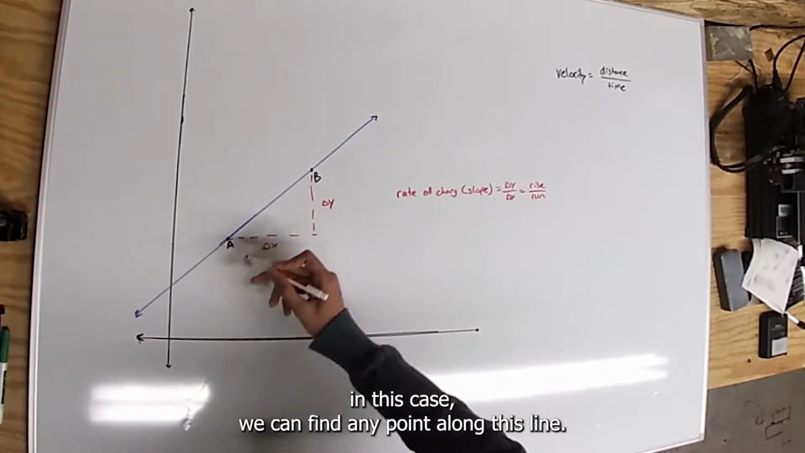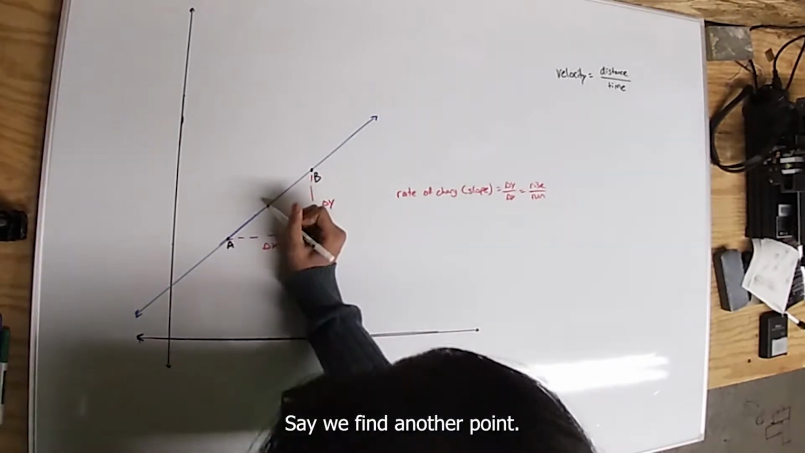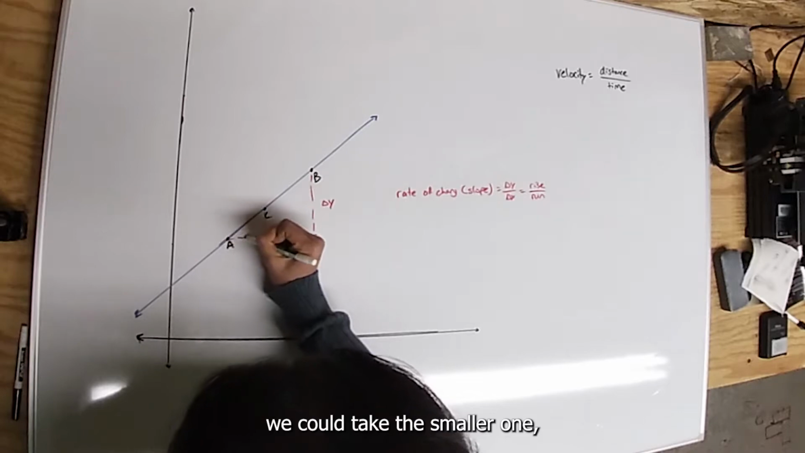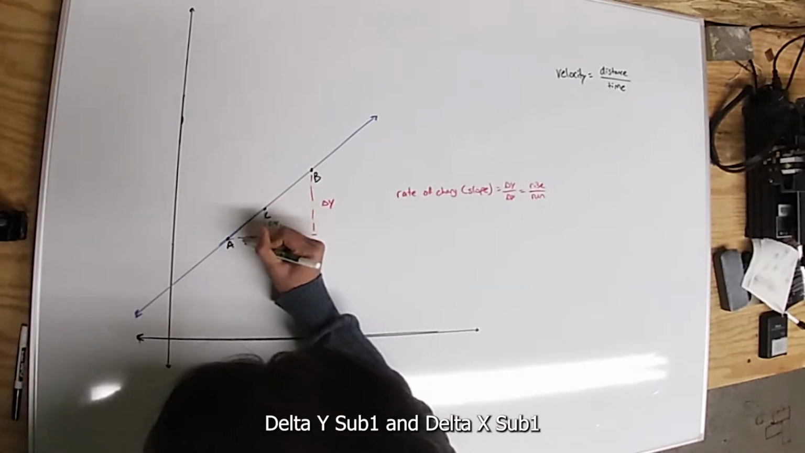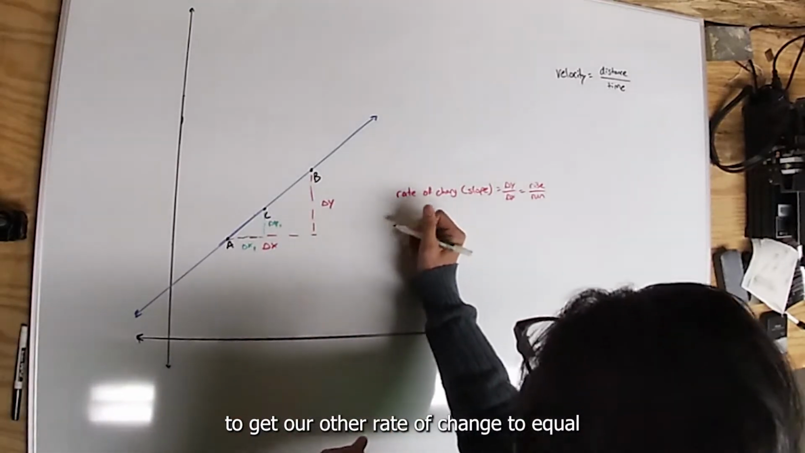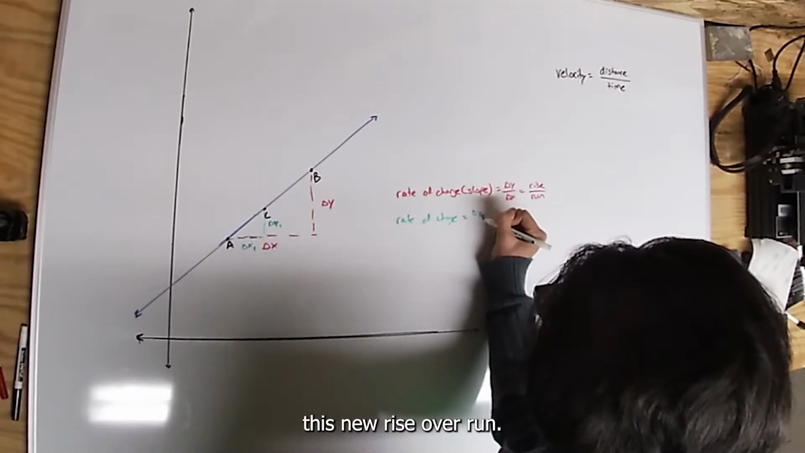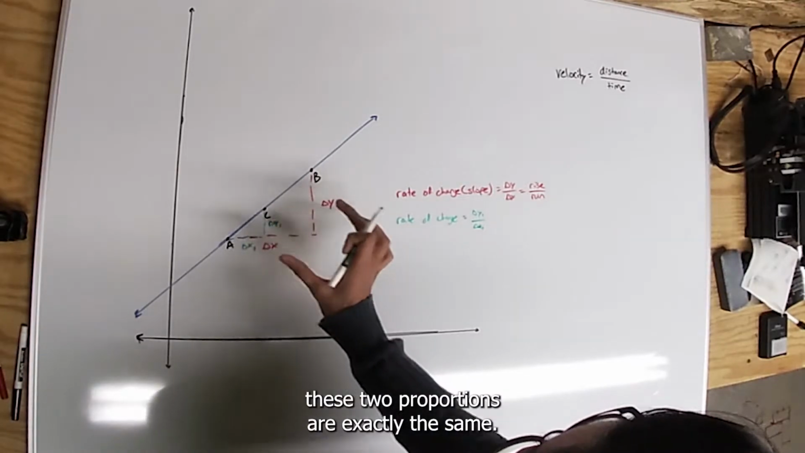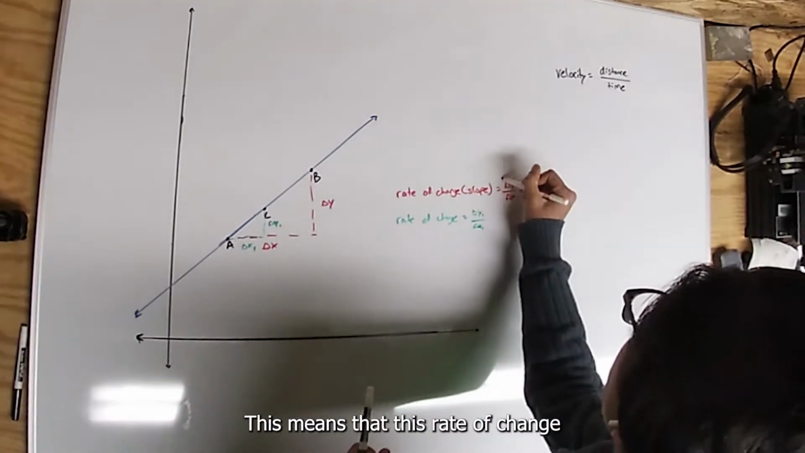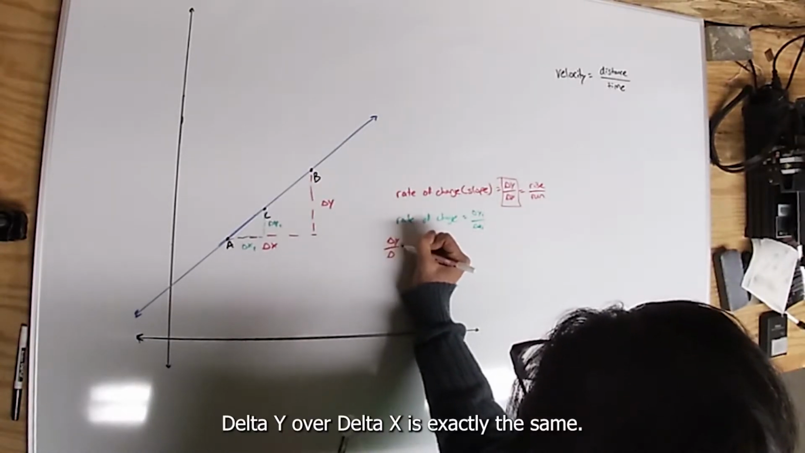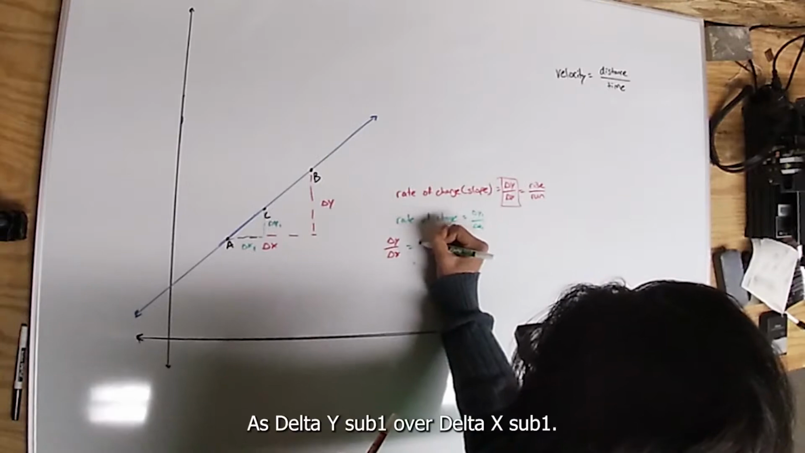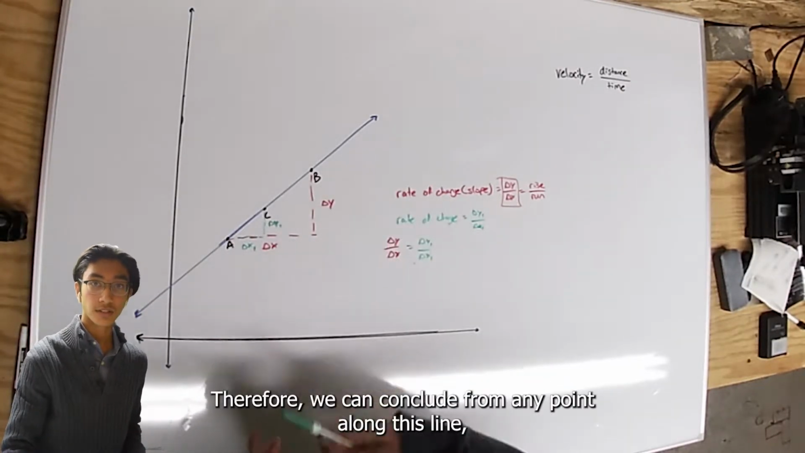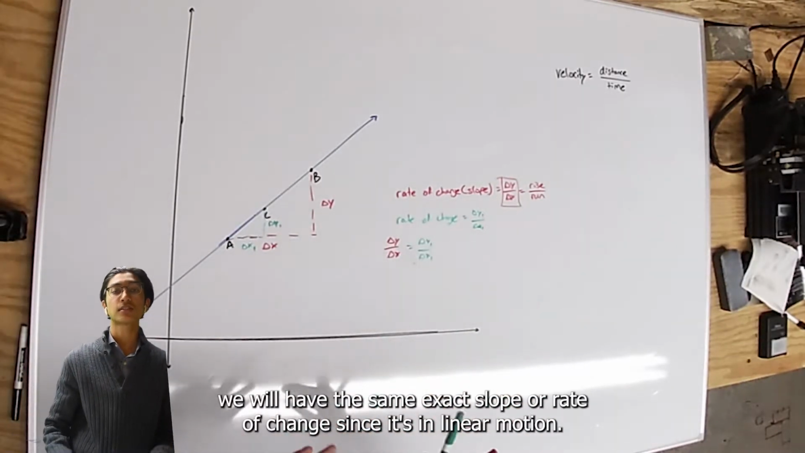In this case, we can find any point along this line. Say we find another point C. Here, we could take this smaller one, delta y sub 1 and delta x sub 1, to get our other rate of change equal to this new rise over run. One thing you'll notice, however, is that these two proportions are exactly the same. This means that this rate of change, delta y over delta x, is exactly the same as delta y prime over delta x prime. Therefore, we can conclude that from any point along this line, we will have the same exact slope or rate of change since it's a linear motion.